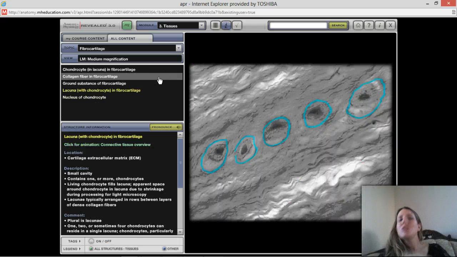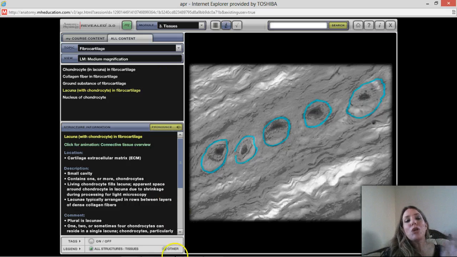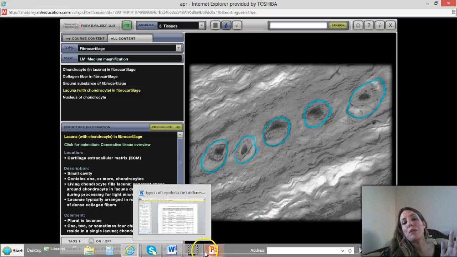Use AP Revealed, use Google Images, anything you can get. I gave you that site from University of Michigan, tissue site, interactive, where you can do kind of a virtual microscope. So the more of these images you look at and identify, the better you will know them and the better you'll do on tests and practicals.